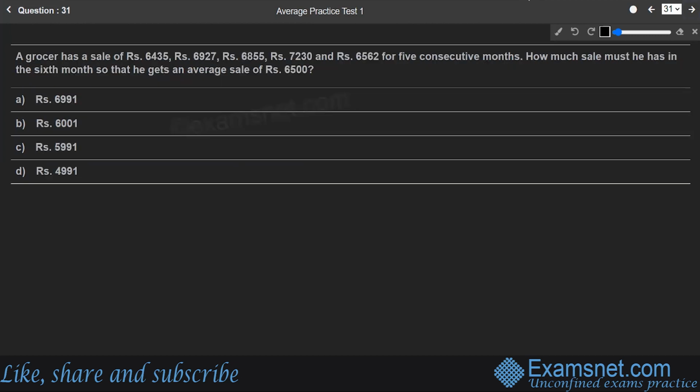Now, a grocer has a sale of rupees 6435, 6927, 6855, 7230, and 6532 for 5 consecutive months. How much sale he must have in the 6th month so that he gets an average sale of 6500? Because the 6th month sale is not given, we can first of all assume the 6th month sale to be X rupees. Because of this X rupees addition, the average should become 6500 over all the 6 months.